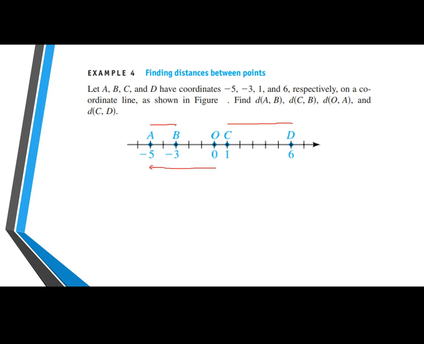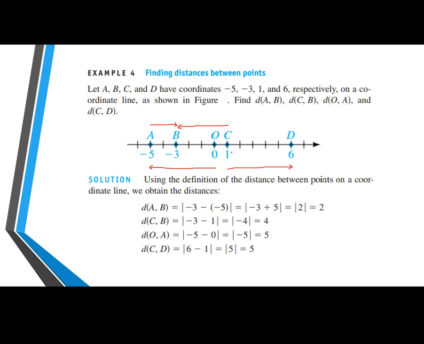So first is A to B, then next is from C to B, then 0 to A, origin to A, and the distance C to D. Okay, so these are what we will find. So the solution, using the definition of the distance between points on a coordinate line, we obtain the distances.